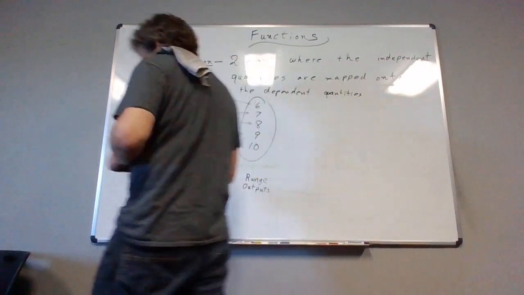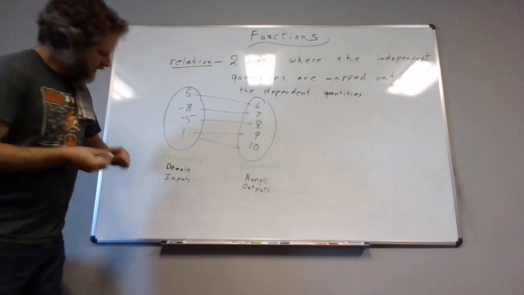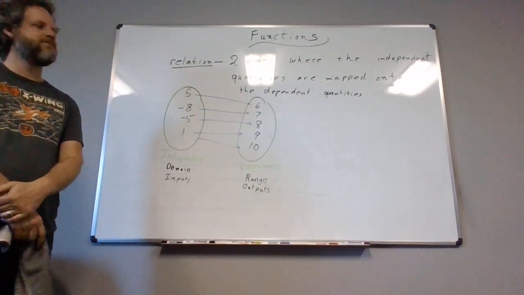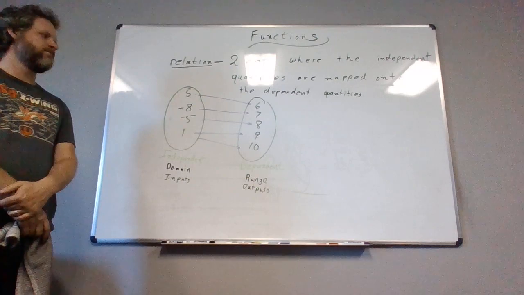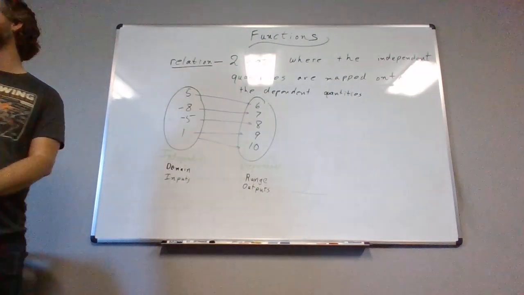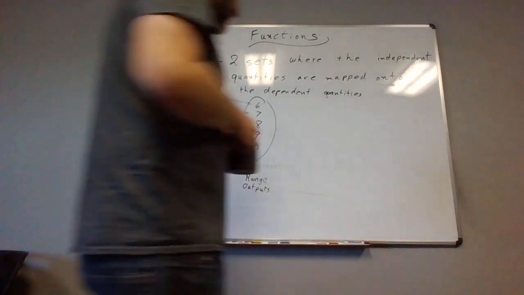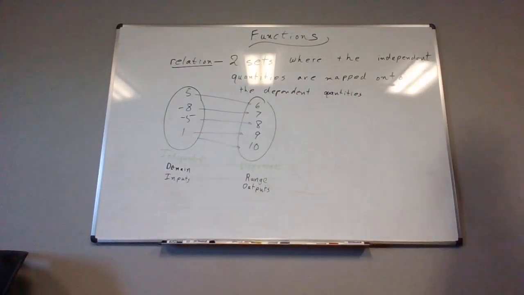I think I know what you're gonna say next. Did you know what I was going to say? I think you're gonna say for every input, there's only one output. I'm not there yet, but I am going to say that eventually. I haven't started talking about functions yet, so I'm not going to say that yet.